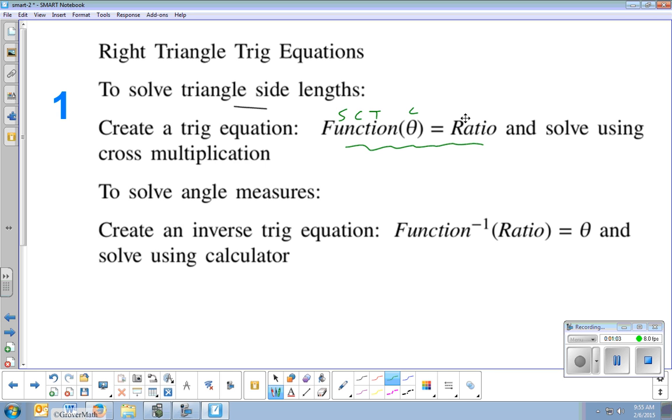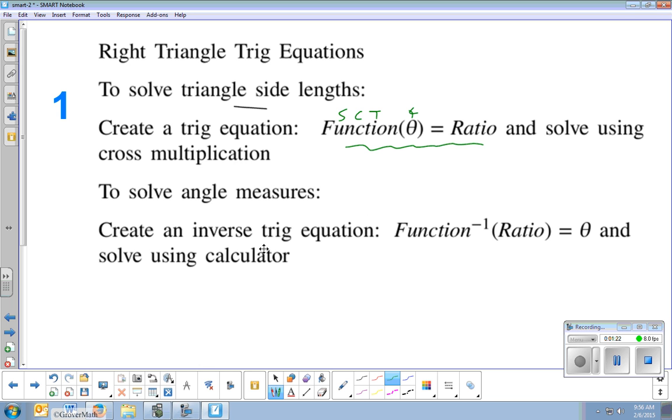If I'm using sine, then I have to do opposite over hypotenuse. If I'm using cosine, adjacent over hypotenuse, and tangent, opposite over adjacent. We've talked about those three basic things. This is what you use to find a side length, and then we cross multiply. Again, you'll see it a little bit better when I get to an example.